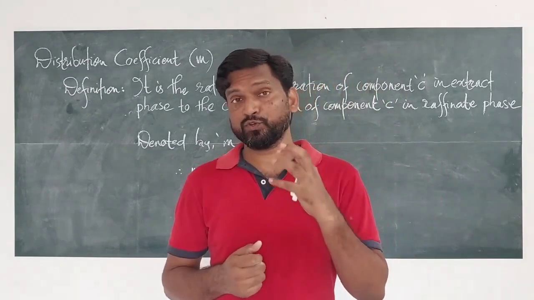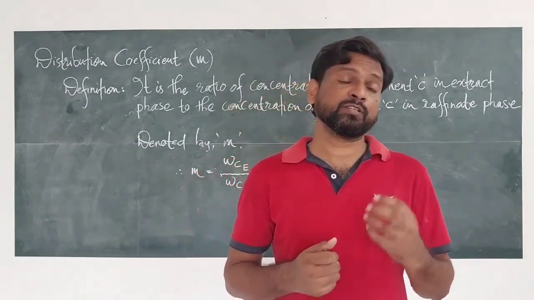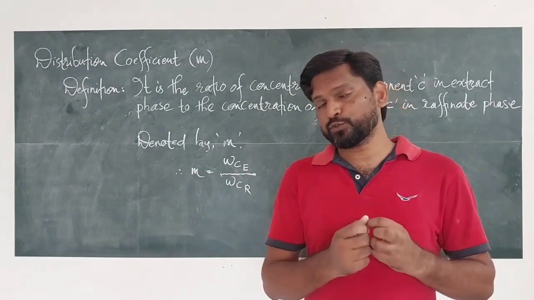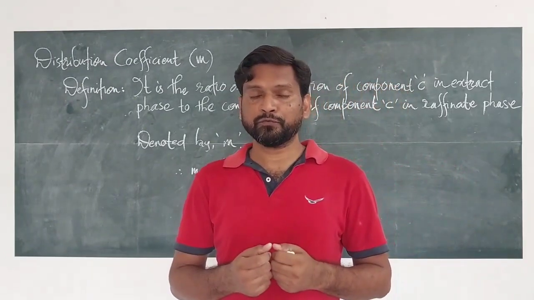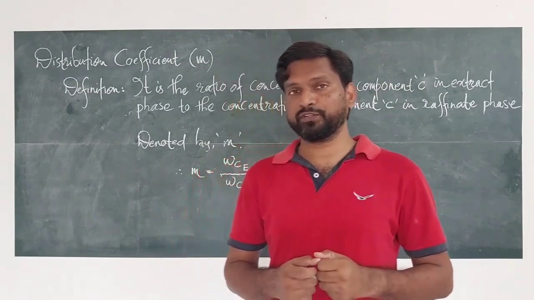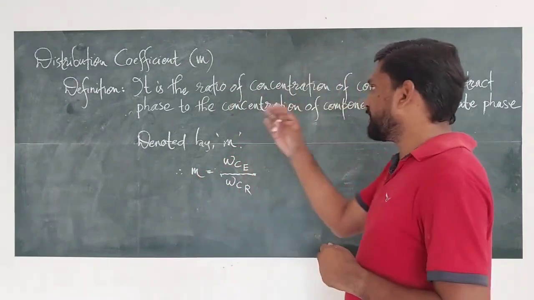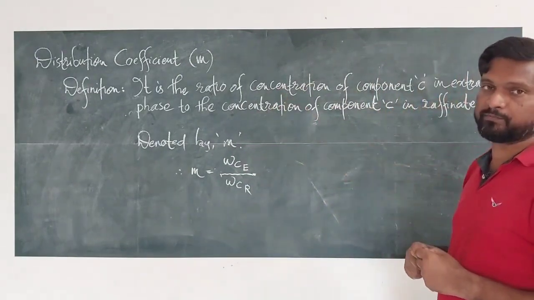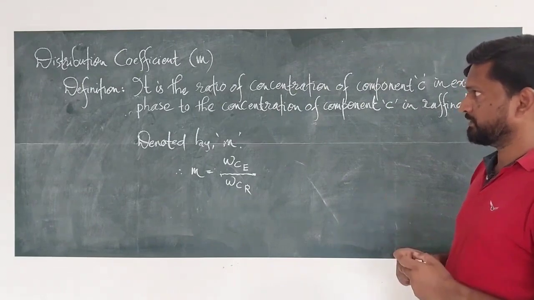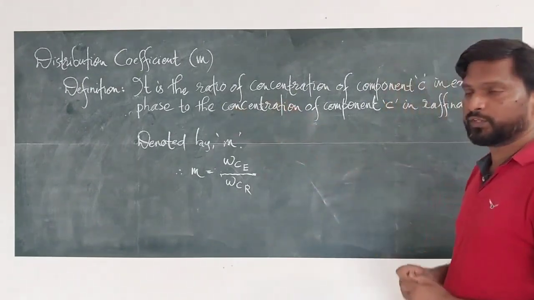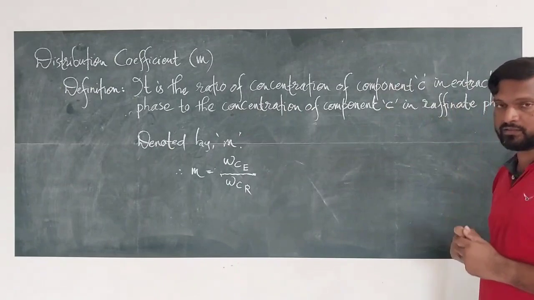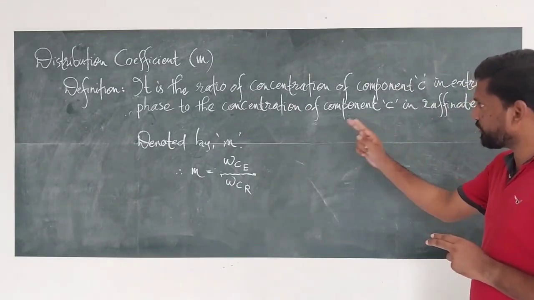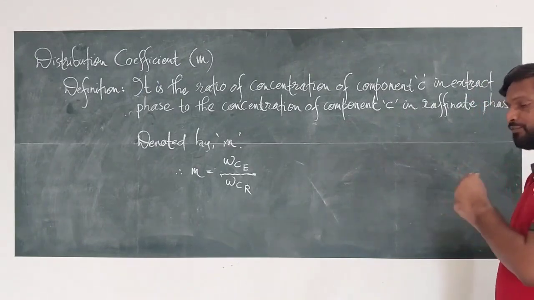The first term was distribution coefficient and the other term was selectivity. Out of those two terms, let us have a look at the first term, that is distribution coefficient. You are able to see a definition of distribution coefficient written on the board. What is that? It is the ratio of the concentration of component C in the extract phase to the concentration of component C in the raffinate phase.